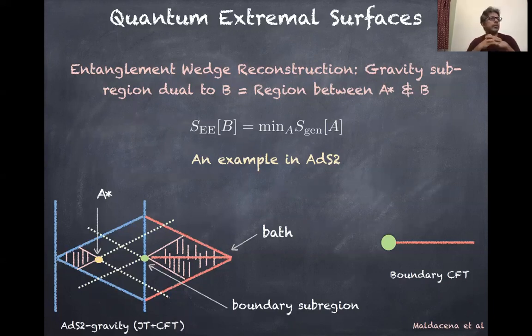This statement about what boundary subregion is dual to what bulk subregion goes by the name of entanglement wedge reconstruction, which basically says that the gravity subregion which is dual to B is the region between A star and B. So this is the answer that I already gave you: once you have found the quantum extremal surface, then you obtain the region between A star and B, and that region is going to be dual to the boundary subregion B. And the entanglement entropy of the boundary subregion B is obtained by computing the generalized entropy of the quantum extremal surface and taking the minimum of it if you have more than one such extremal surface.